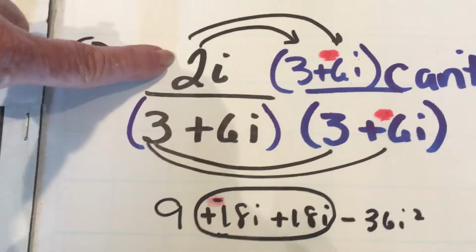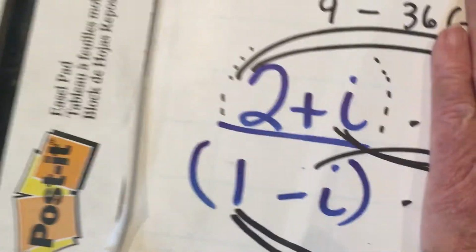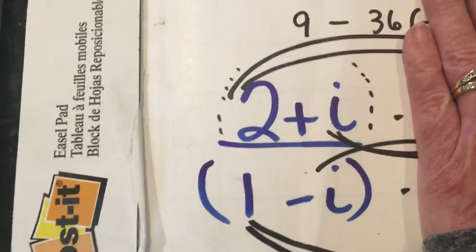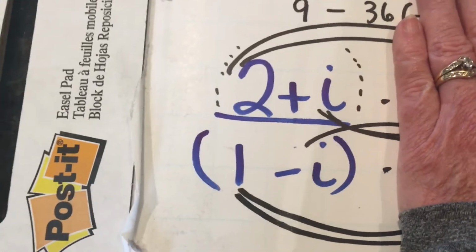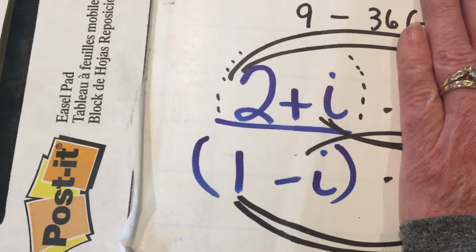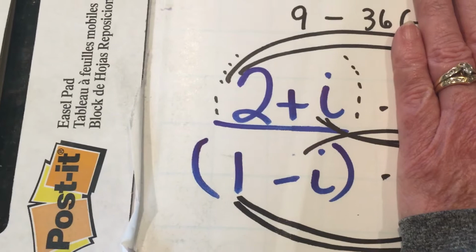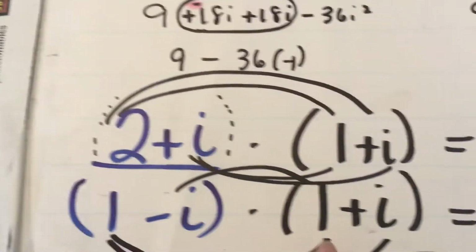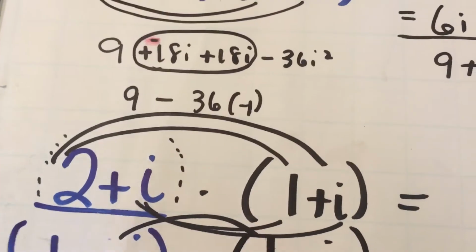Okay, we're going to do another example. Instead of having a monomial on top, we're going to have a binomial on top. So your original problem is 2 plus i divided by 1 minus i. You can't leave a complex number in the denominator. They can be in the numerator, but not in the denominator. So we would multiply both sides by 1 plus i, both the bottom and the top.